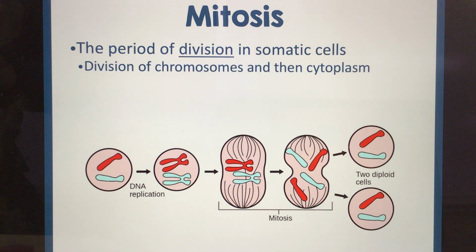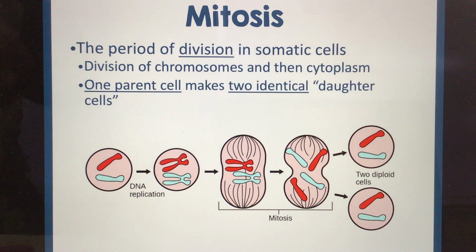Mitosis deals with the division of chromosomes and the cytoplasm. A single parent cell will end up making two identical cells. One parent cell makes two identical, we'll call them, hashtag daughter cells, so two cells. One parent cell makes two.